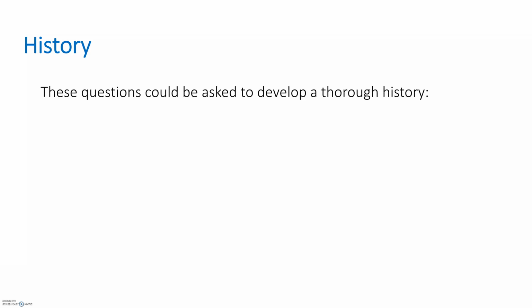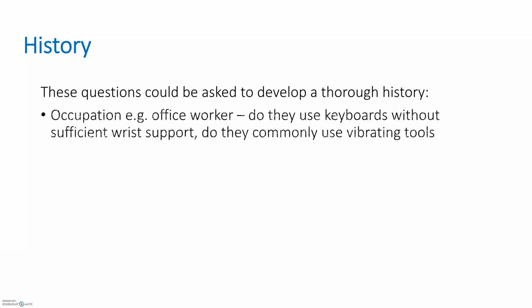So in a history, there are various questions that you could ask the patient to develop a thorough history. You'd like to ask about their occupation, because there are certain occupations that can make CTS worse. People who use keyboards a lot get a lot of pressure on their wrists on the side of a table, and also people who use vibrating tools, so builders.